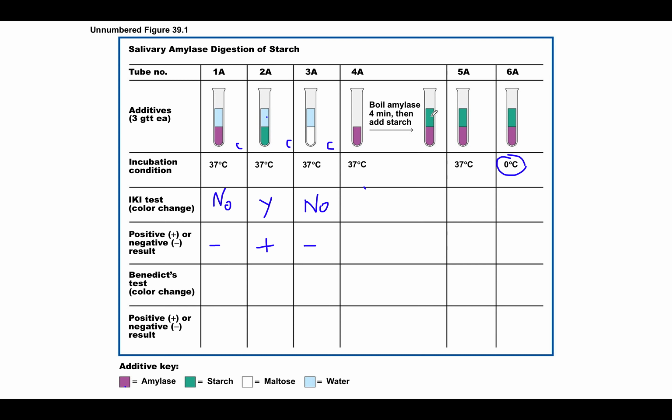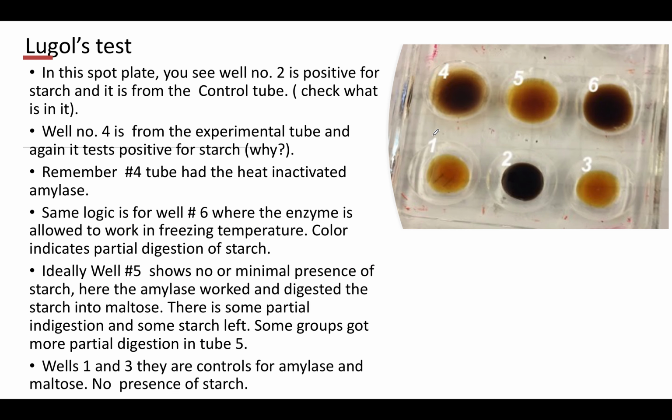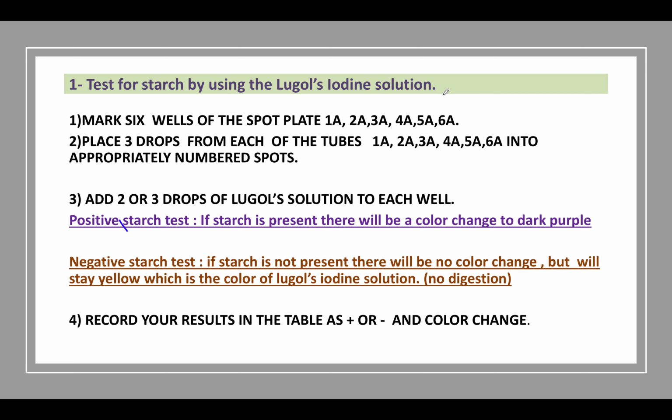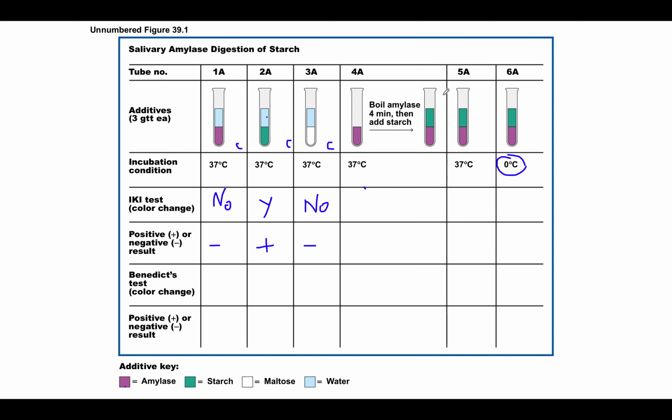Probably not. Sometimes when we don't give enough time for the deactivation, there is a little bit of digestion, but usually not. So now let's see here, number 4, there is color change. It's not as strong as this one, but there is some partial color change. It means that the starch has been partially digested in there, or maybe 75% digested. So is there color change? Yes, it is positive.